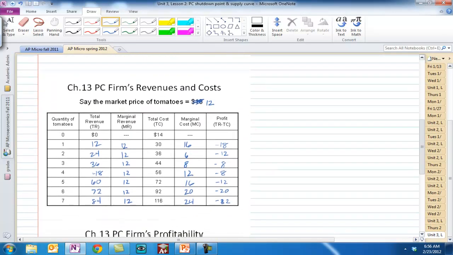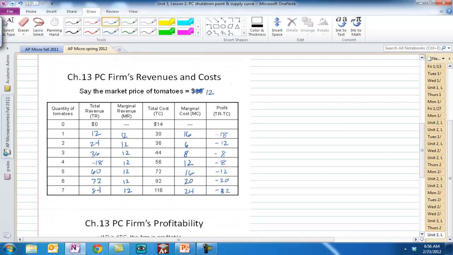So I've reproduced those slides again below here and changed the price to $12. If the price is $12, I filled in all the information on this table, and based on what we did in the previous lesson, you should be able to look at this and identify what's their profit maximizing point. We're looking for the MR equals MC, or the last quantity where MR is greater than MC. And we go through it, so we're comparing 12 and 6, 12 and 8, 12 and 12. So we're going to stop there.